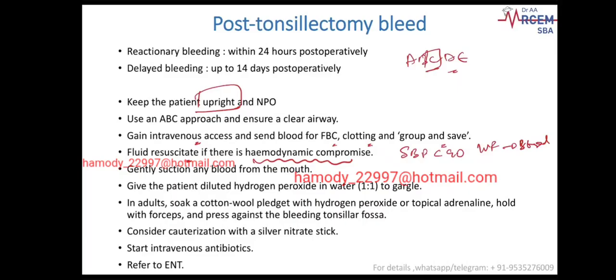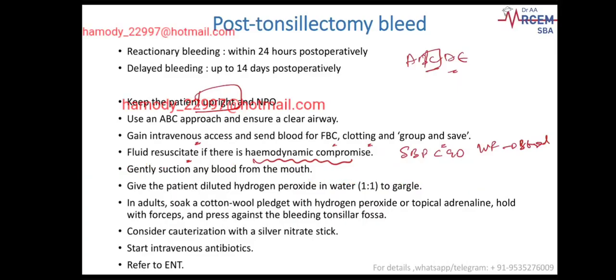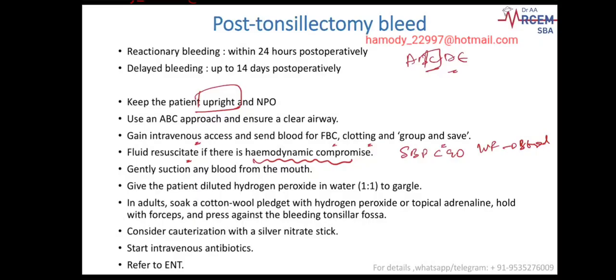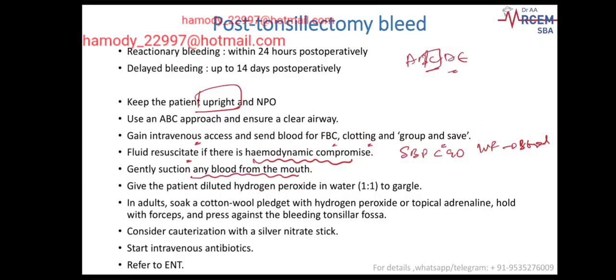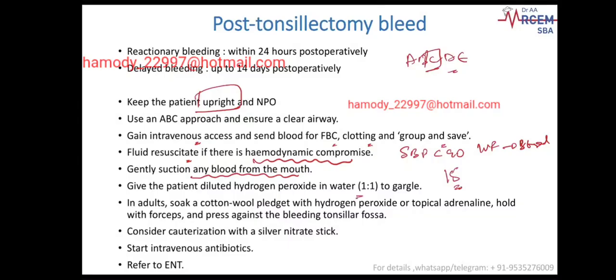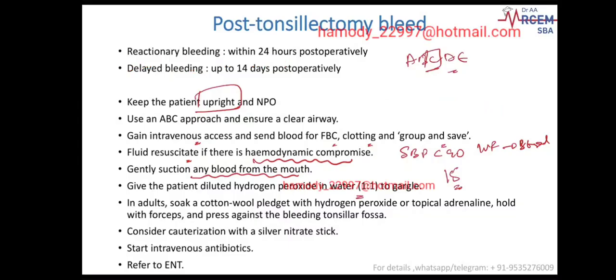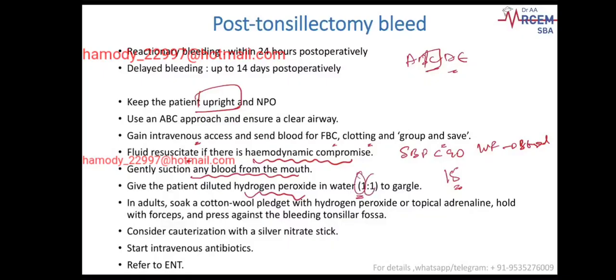Now comes stopping the bleeding. You need to have a clear visual field, so remove any blood which is present. Do a gentle suctioning and removal of the blood. If the patient is conscious enough, that means if the GCS is 15, give him water to gargle which is mixed with hydrogen peroxide in the ratio of 1:1. That usually helps to stop the bleeding.